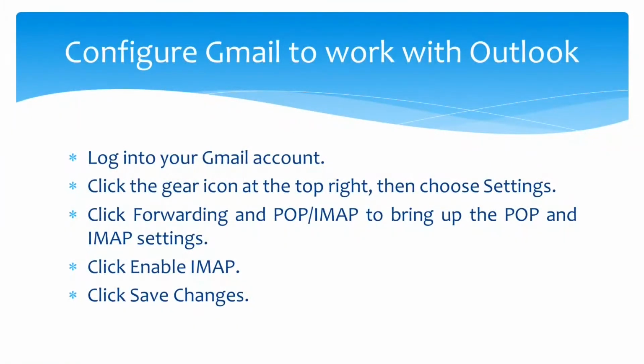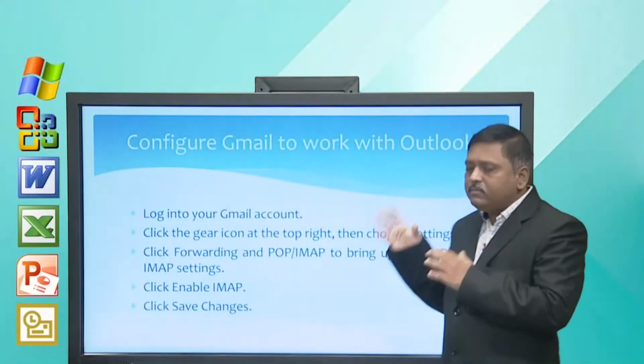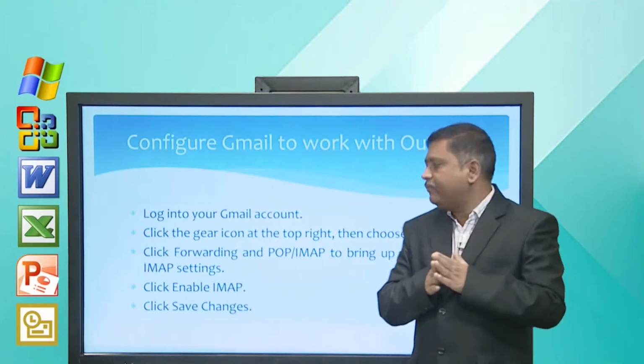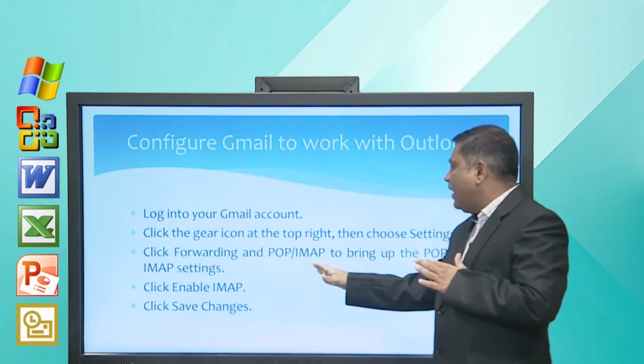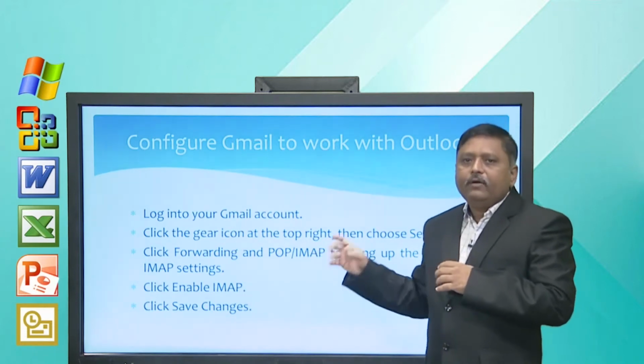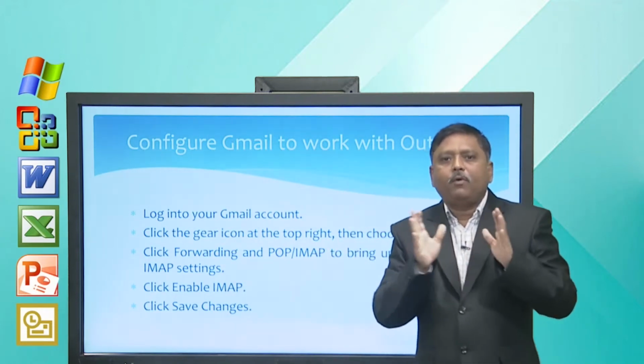So, these are the steps that we will understand from screenshots also. First you log into your Gmail account and then you have to go to settings by clicking the gear icon at the top right, and from that you have to choose settings, and from settings you have to select the Forwarding and POP/IMAP tab. From that you can enable POP and IMAP.